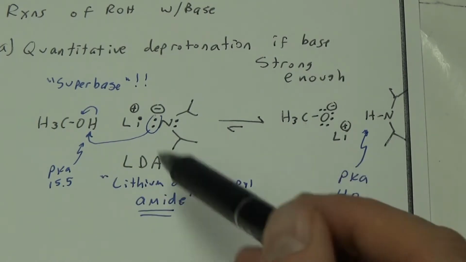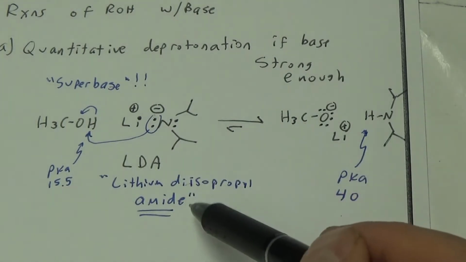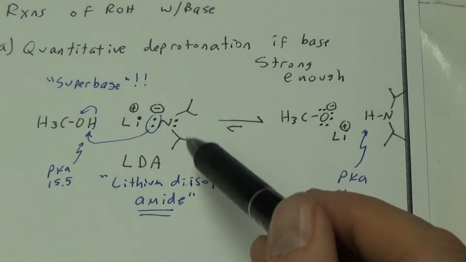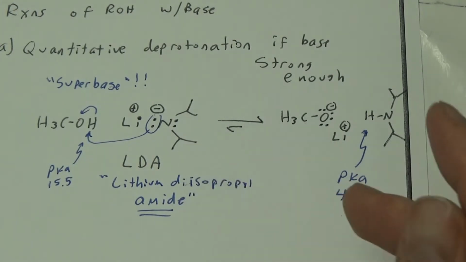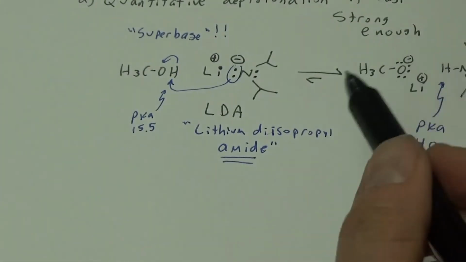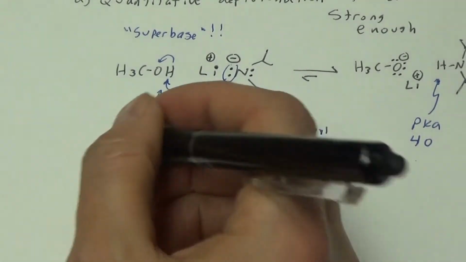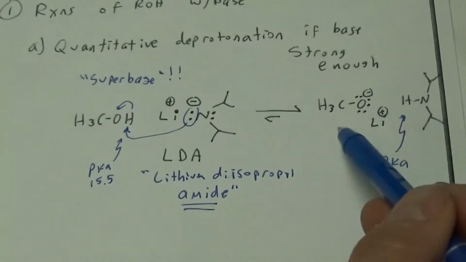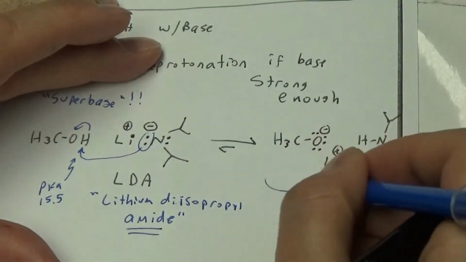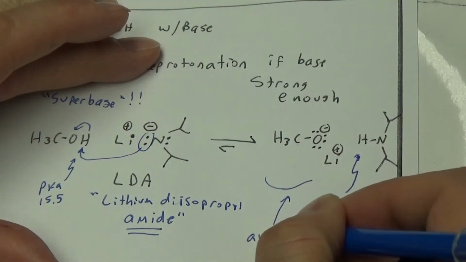And LDA, lithium diisopropyl amide, is one of these super bases. It just loves to rip off protons. Okay. Another way we can do this. Oh yeah, what's the name of the thing with the O minus? These are called alkoxides. Alkoxide.